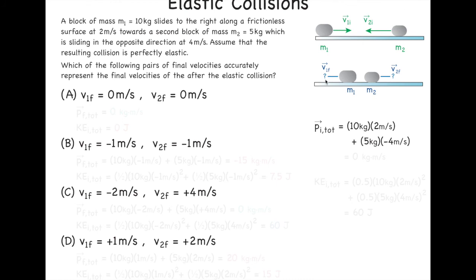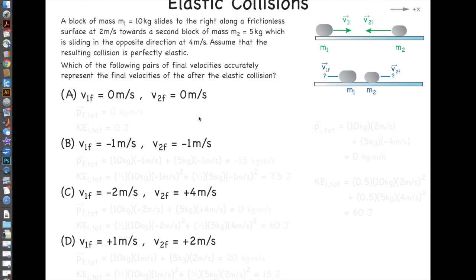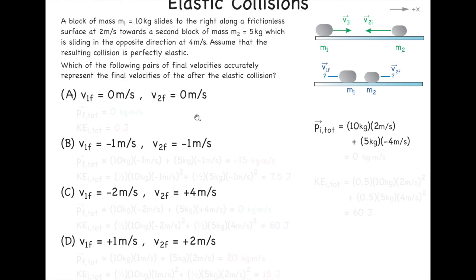And here I should have put a positive x. And I'm going to go ahead and stop and do that. All right, that's better. All right, so minus 4 meters per second because the velocity of this one is pointing the opposite direction as the positive x. All right, and so that gives us 20 plus minus 20, which is 0.